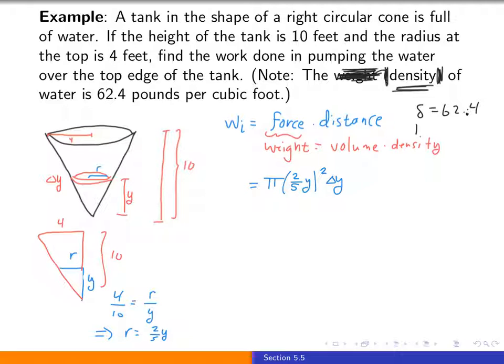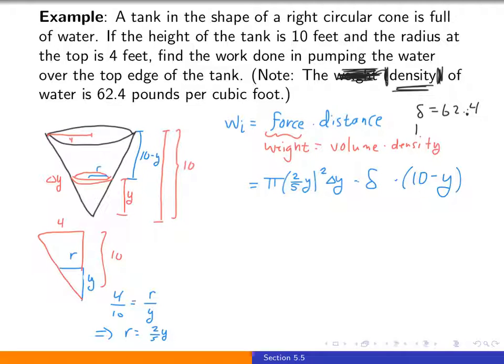And then we need to multiply this by its density, delta, and then we need to multiply this by the distance it is moving. So if we are at a height of y, how far do we have to move this water to get it to the top of the tank? Well, the entire length is 10. We're at y. So the remaining distance yet to move would be 10 minus y.